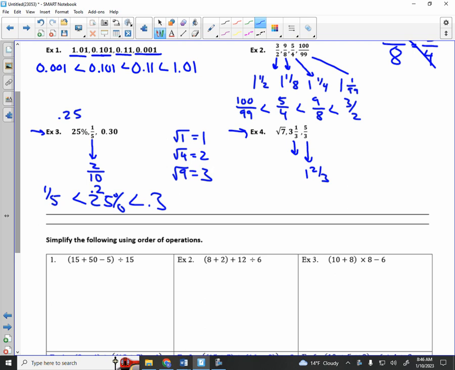So therefore, the square root of 7 has to be between what? It's got to be between 2 and 3. So you know it's going to be 2 point something. So therefore, we could tell right now that 5/3 is the smallest. And then the square root of 7. And then 3 1/3. So that's my grouping.